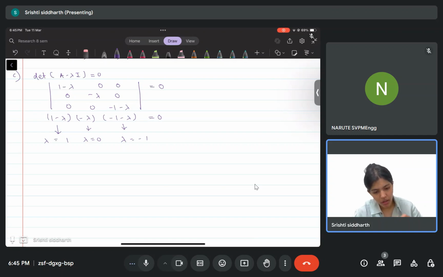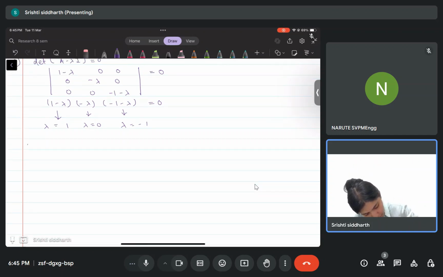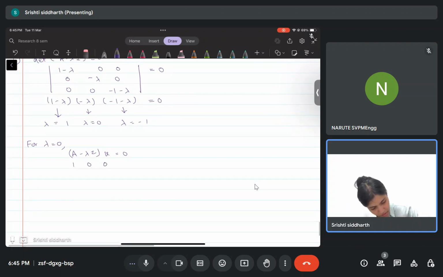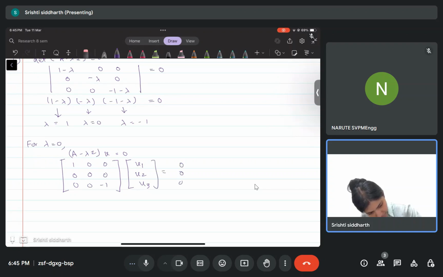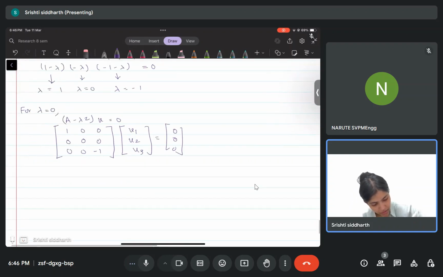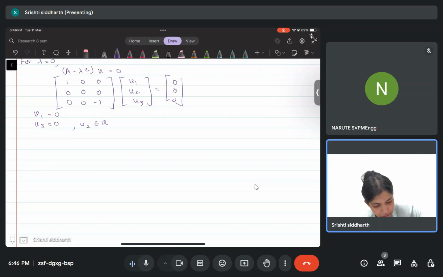Let's quickly compute this. For lambda equals 0, A minus lambda I equals 0, which gives Av = 0. So we have the matrix 1, 0, 0, 0, 0, 0, -1, times V1, V2, V3. So the first is V1 equals 0, the last is V3 equals 0, and V2 can be any real number. So the eigenvector is 0, a constant, 0.